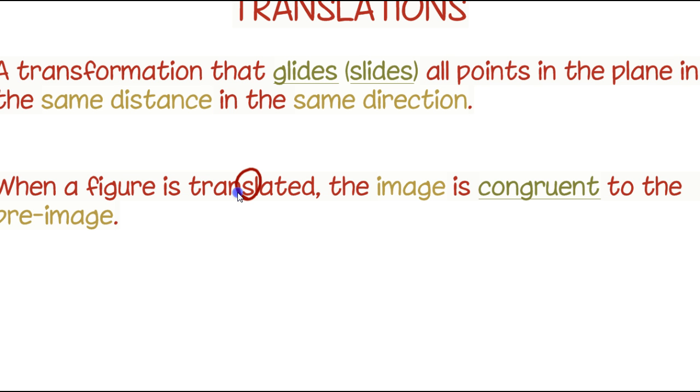When you translate a figure, do you change the size or the shape? The answer was no. So the image is congruent to the pre-image. You start with the pre-image, you translate it, and they are congruent to each other. So you don't change the size or the shape.